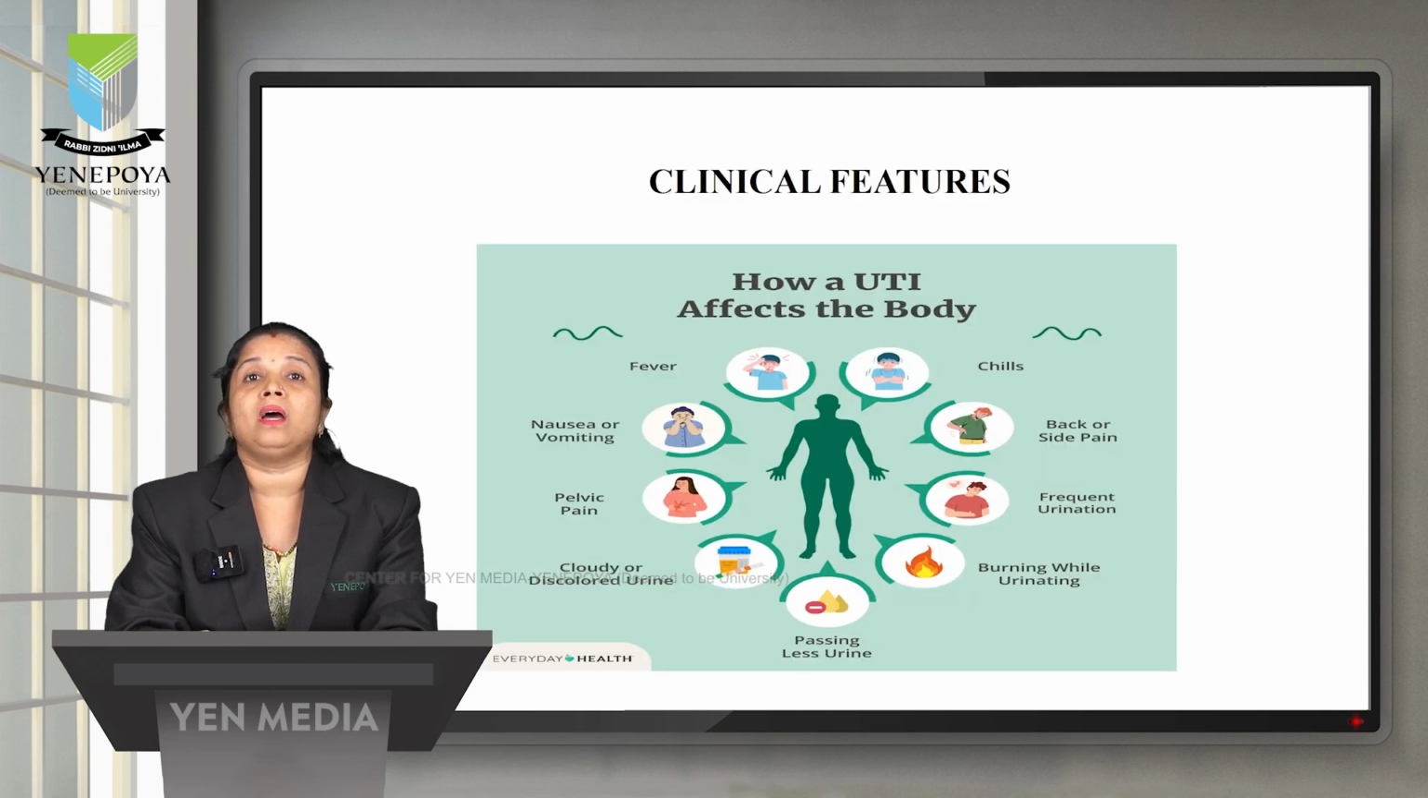Next, we will see the clinical features, how the UTI is affecting the body. The person with UTI may experience chills, back or side pain, frequent urination, burning while urinating, and there will be a change in the color of the urine. The urine will look cloudy, with pelvic pain, nausea, vomiting and fever. These are the general signs and symptoms we can observe in a patient with UTI.